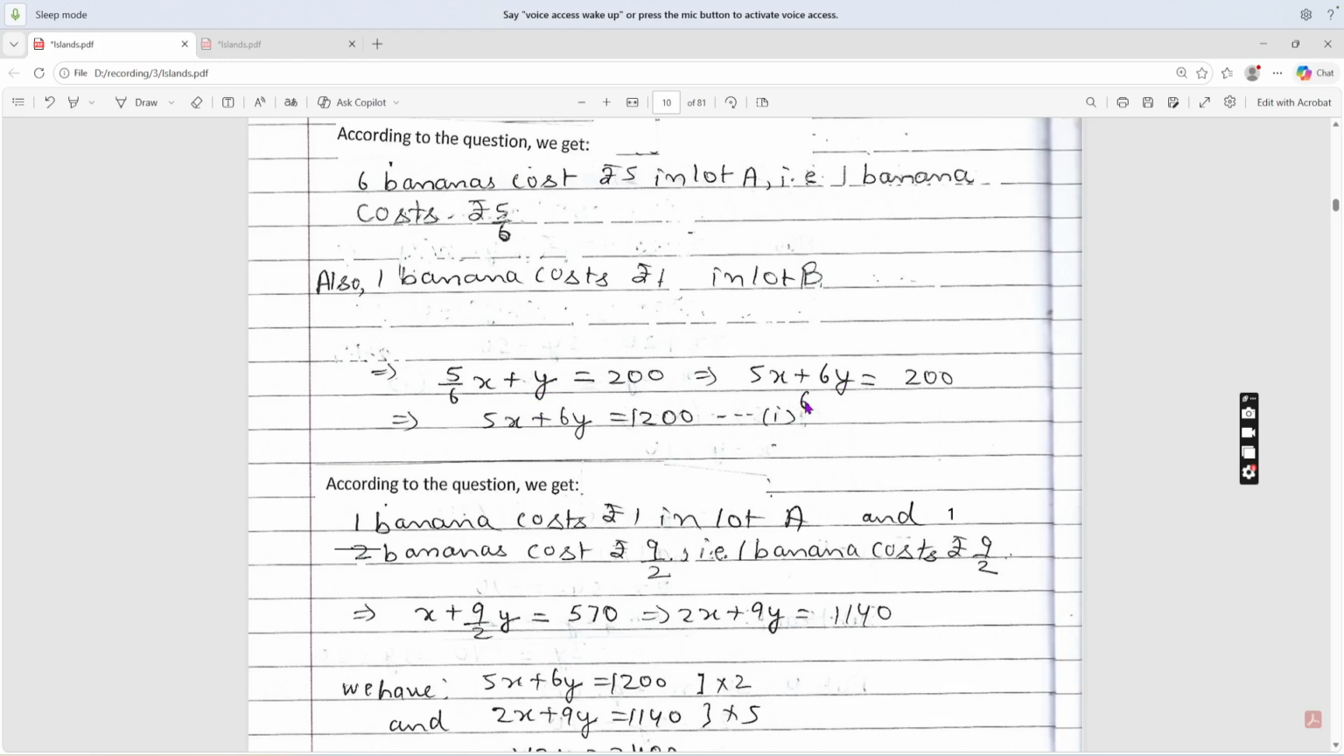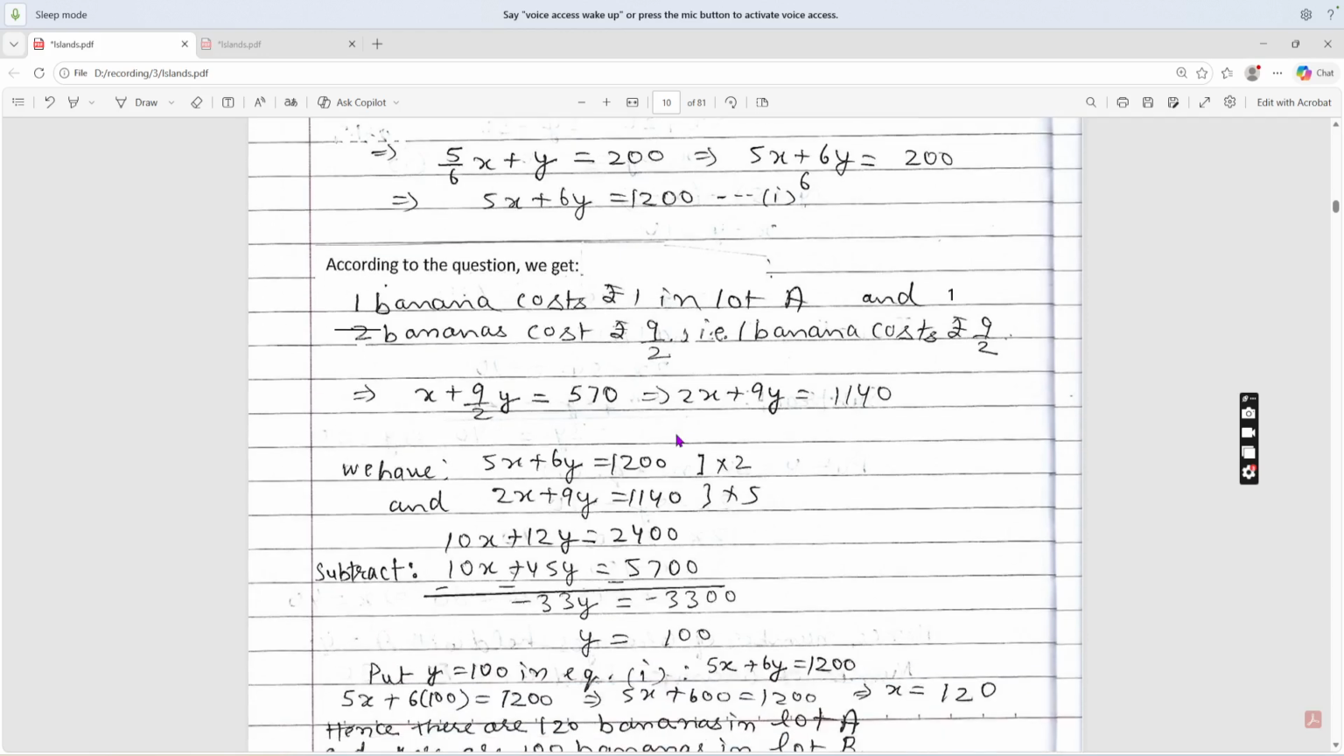And this 6 is going to be cross multiplied from LHS to RHS. It will become 1200 on the RHS. So what we are getting, 5x plus 6y is equal to 1200. So it is equation 1, and see, it is equation 2: 2x plus 9y is equal to 1140.